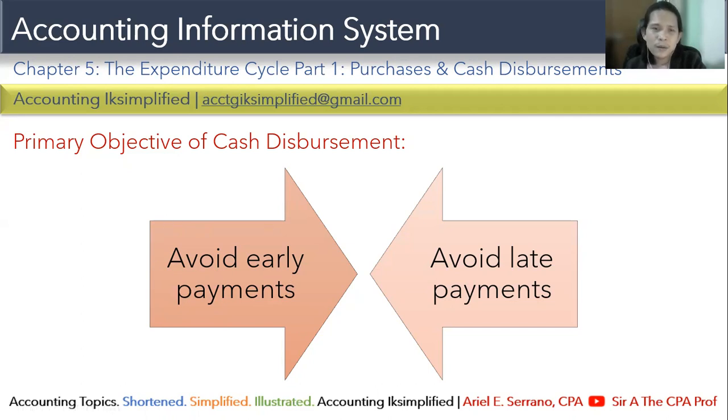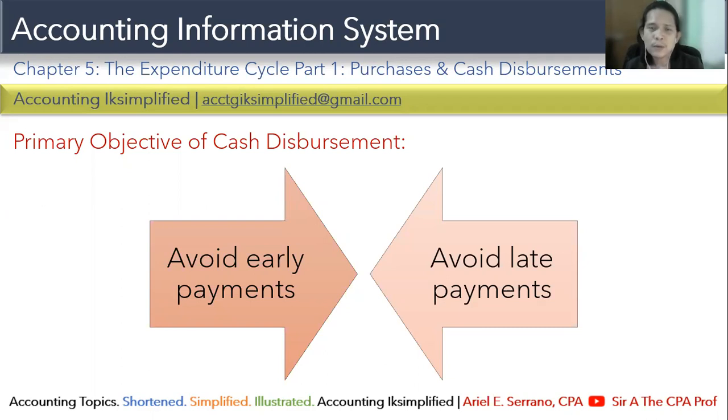Because our transactions with our suppliers are anchored on a credit relationship. Kagaya nga ng sinasabi ko na in the past, whether we are the seller or on this time we are the buyer, meron tayong mga credit terms. Okay, we want to maximize, di ba? We want to manage our cash resources.